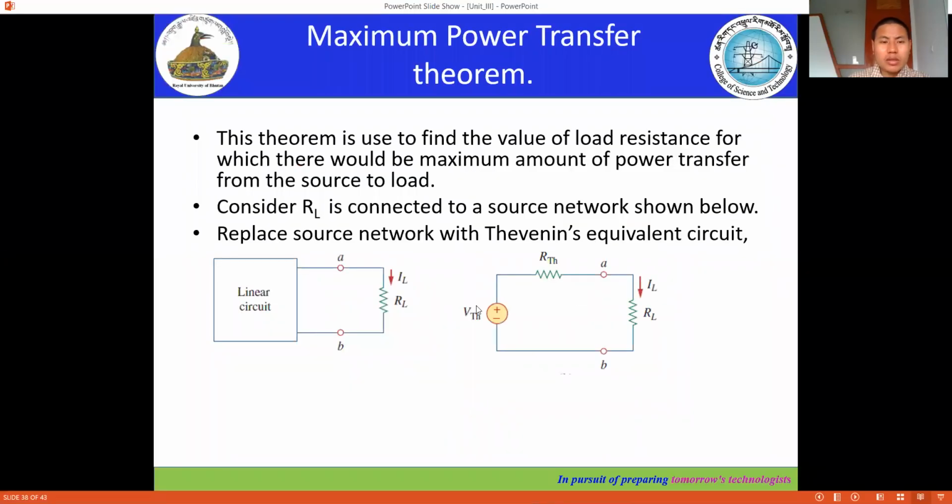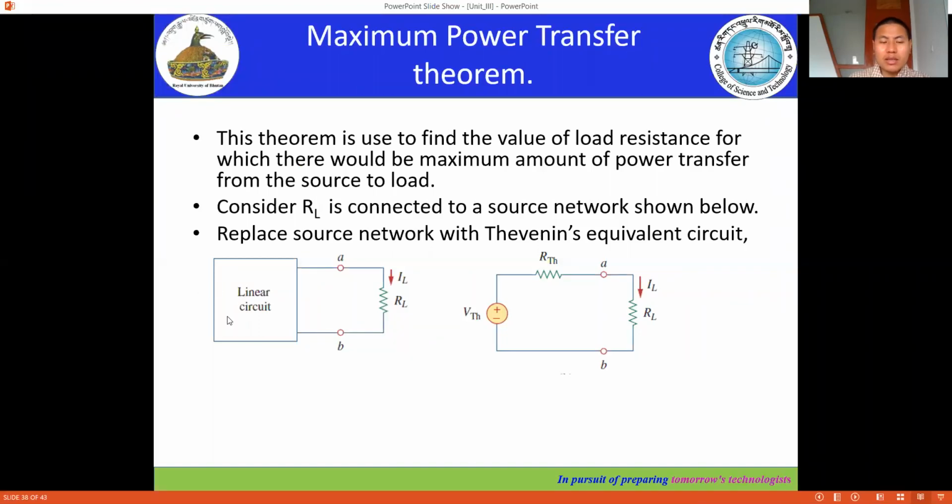Okay, in this session, we're going to discuss the maximum power transfer theorem. This theorem is used to find the value of the load resistance for which there would be maximum power transfer from the source to the load. Using this theorem, we will be able to find at what value of the load resistance we get the maximum power at that load.